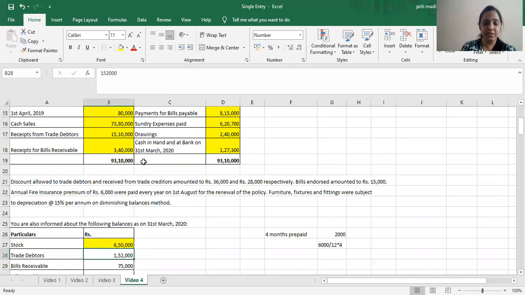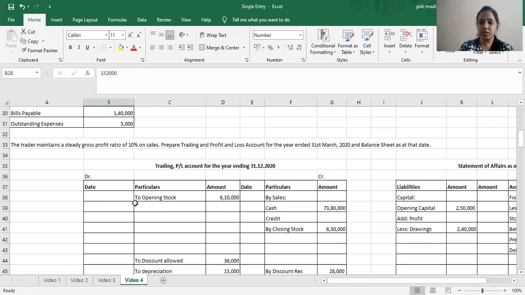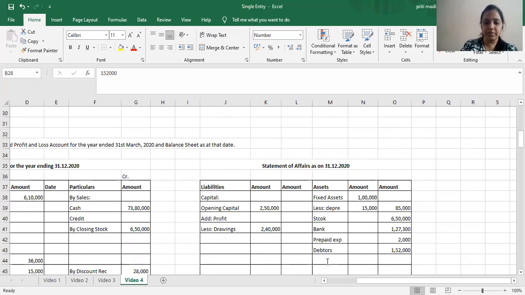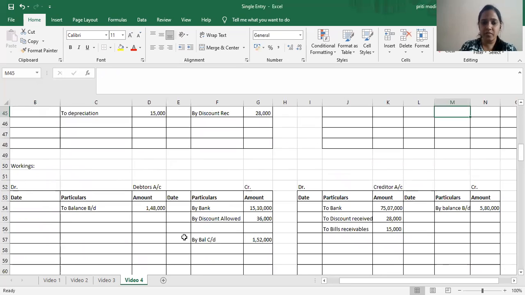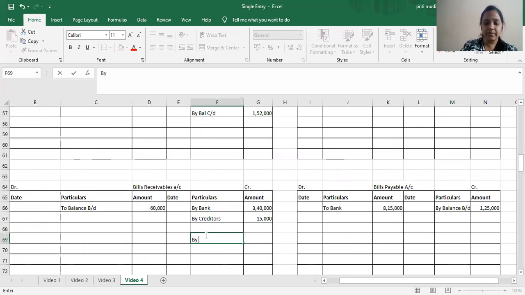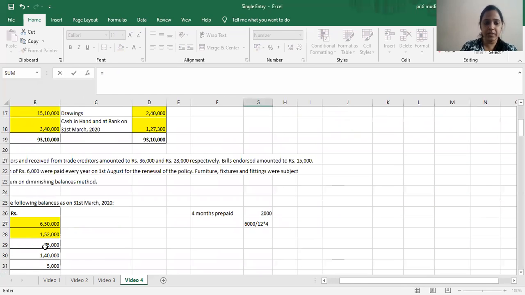So now we have bills receivables. Again, two sides, closing balance is given. So closing balance sheet, we have bills receivables. The amount is 75,000 and it will go to my closing balance of bills receivable, by balance CD. Okay. So the balance over here is 75,000. This is also done.